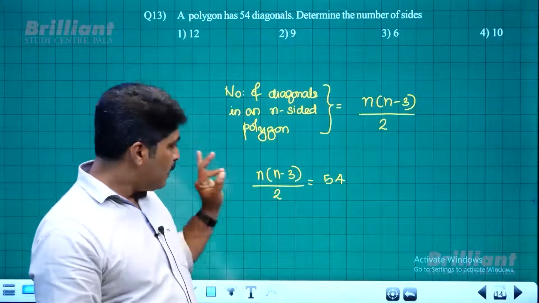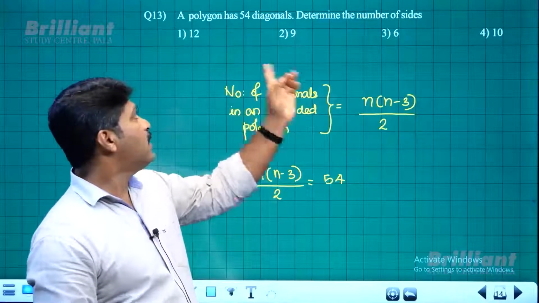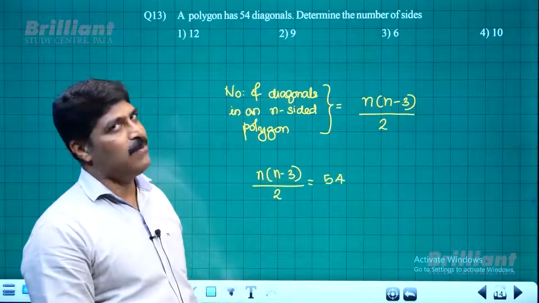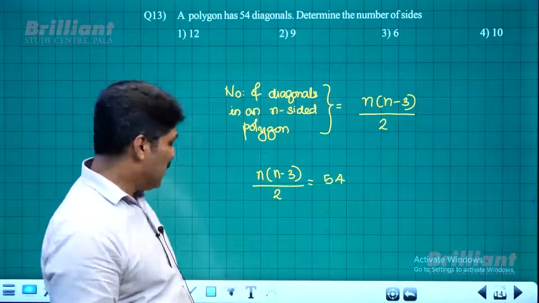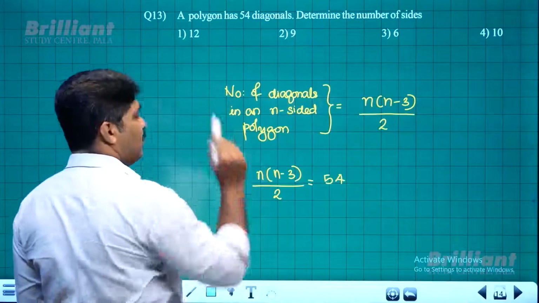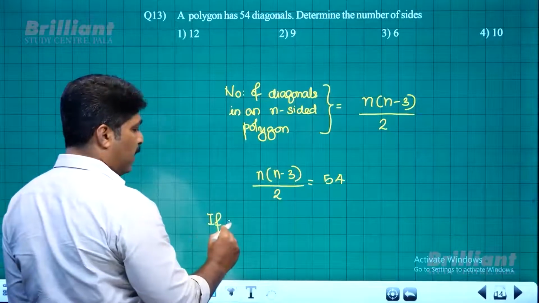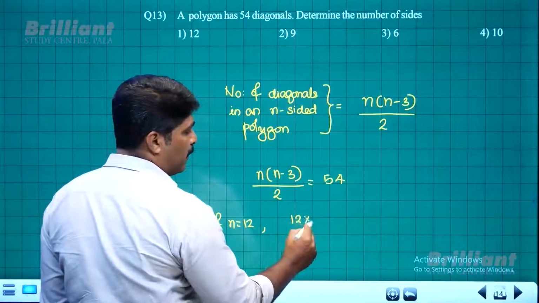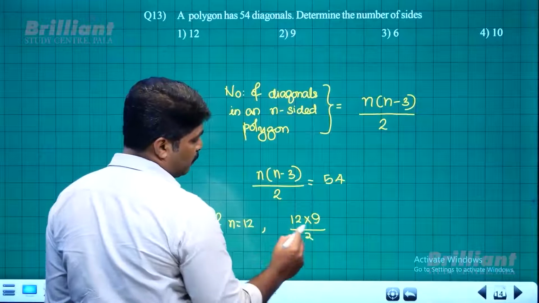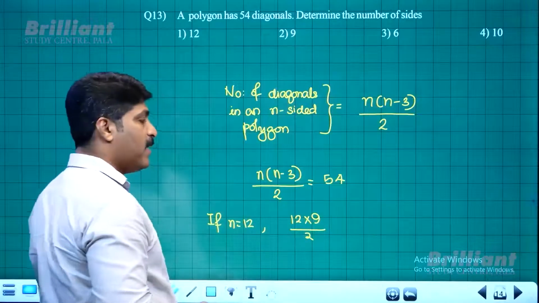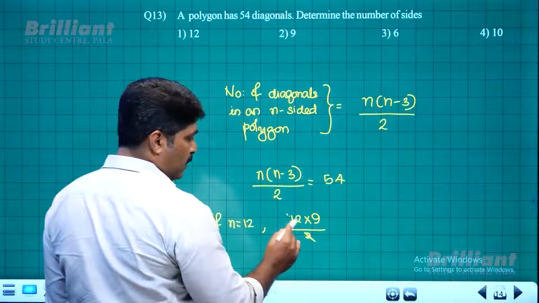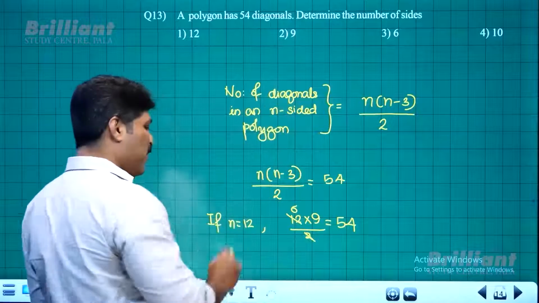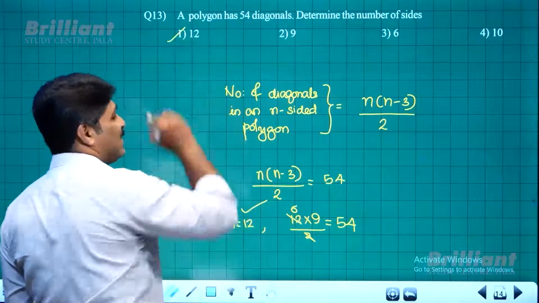Instead, at this step, you just simply substitute the values from the options. Then which will be the answer? If n is equal to 12, then n into n minus 3 by 2, we are checking which will be the output here. So here we know that this is 6, so this is equal to 54. Yeah, it's matching. So what is the conclusion here? 12 is the right answer.